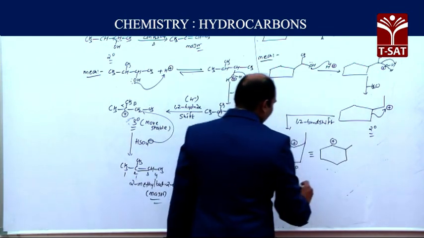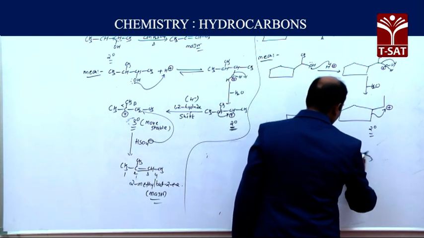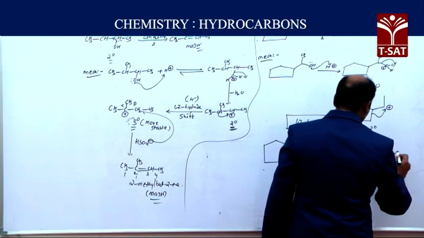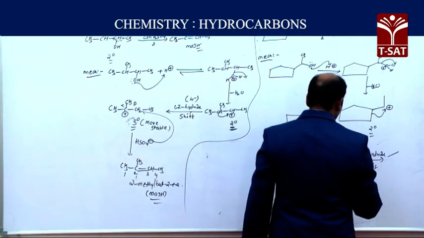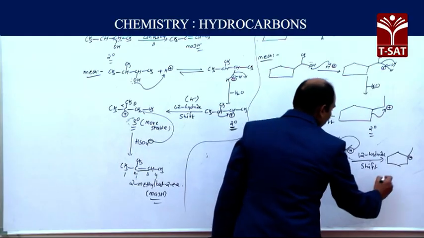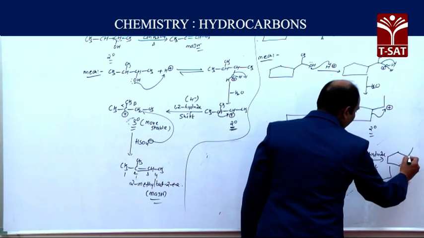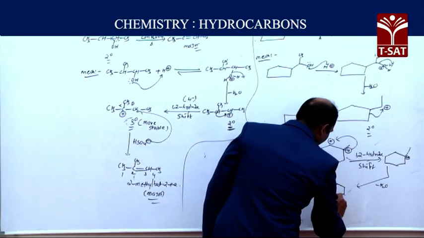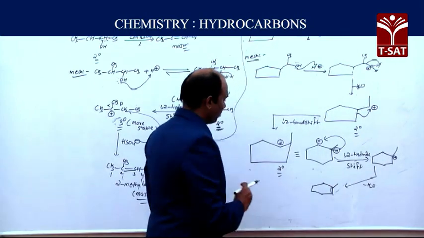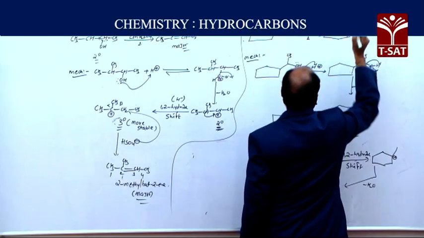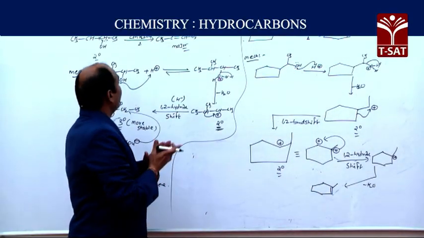And next, again a 1,2 hydride shift takes place. Here this is hydrogen, so in the 1,2 hydride shift, we get the positive charge here. Then after this, loss of H2O. With respect to this, this is alpha, beta, beta. This is also beta. So with loss of H plus, here we get this one. This is the major product that is formed. So this is a dehydration reaction.